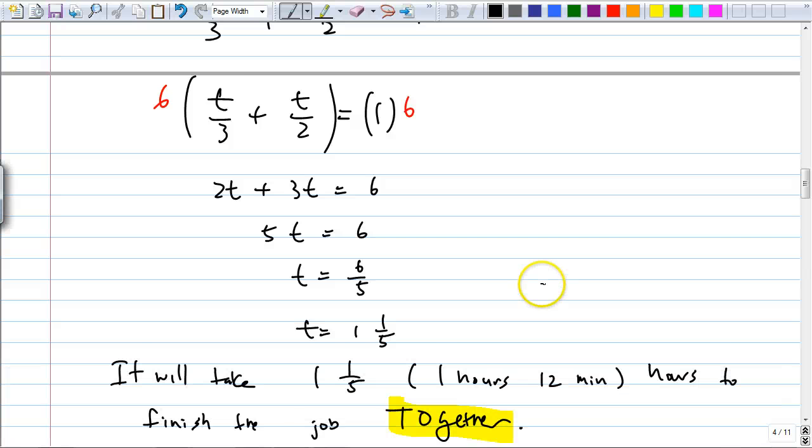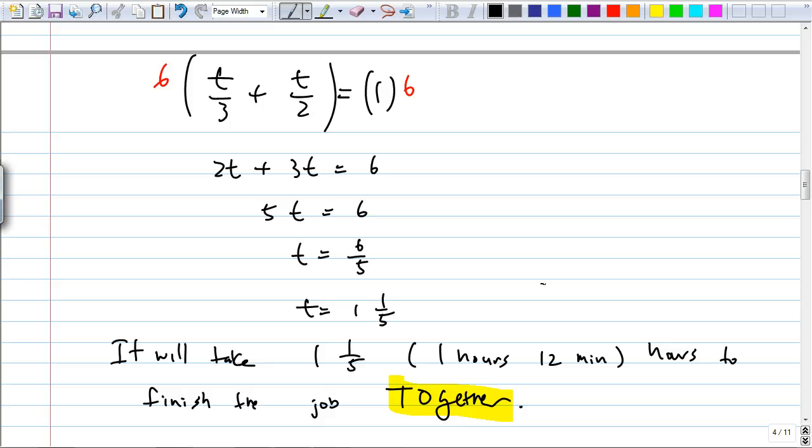So we figure out the answer. It means it will take 1 and 1/5 hours, which is 1 hour and 12 minutes if you convert it into minutes, to finish the job together. That's the important part: together. We're not asking how long it'll take one person to finish the job by themselves, because we already knew that. We're asking how long it'll take if they work together. You don't have to convert it into minutes if you don't want to. I just wrote it down. Okay, is that okay? Yes. Let's move on to the next example.